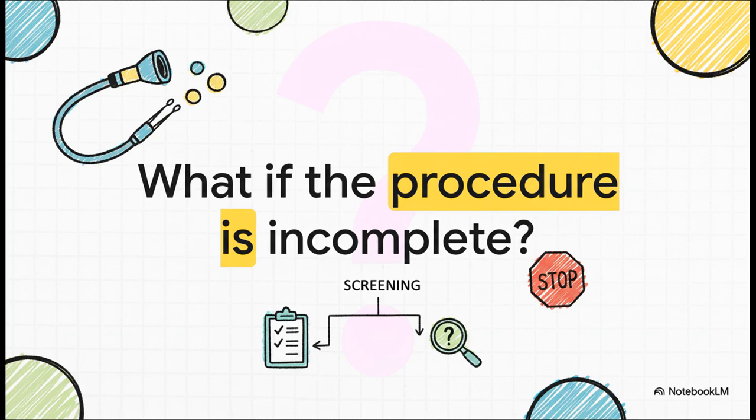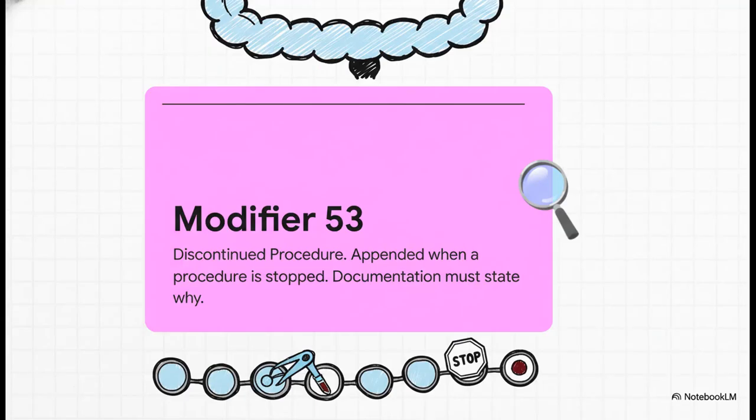So let's take a really common what if. What if the physician starts the colonoscopy, but for some reason they just can't finish it. Maybe the patient's bowel prep was bad, or maybe a piece of equipment failed. What do you do then? The answer is modifier 53. This little guy tells the payer, hey, we started this procedure, but had to stop. You just tack it onto the code you would have used.